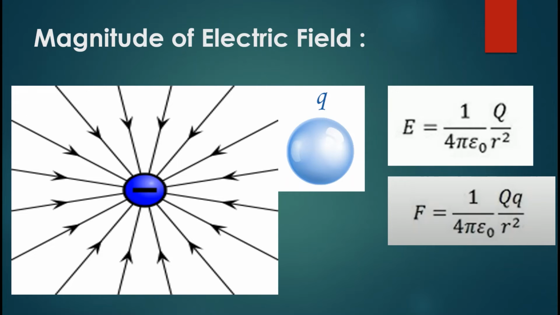Now, if we place this unit charge in the electric field, it will experience the force of attraction or repulsion. So, the force can be calculated by this expression. Here, again R is the distance between these two charges and Q is the magnitude of these two charges, and this is the constant value.